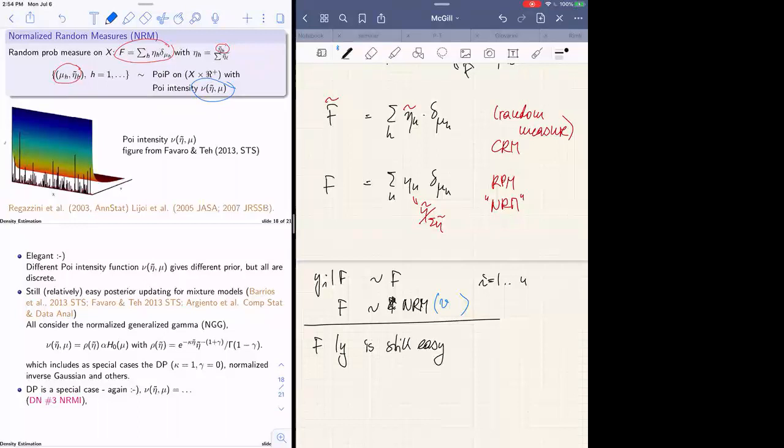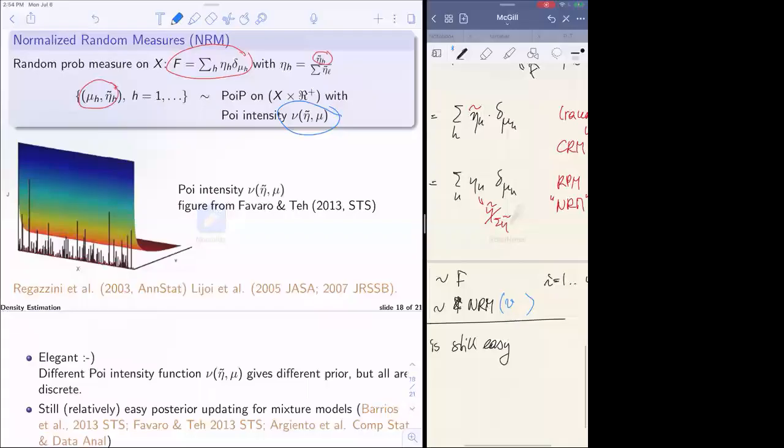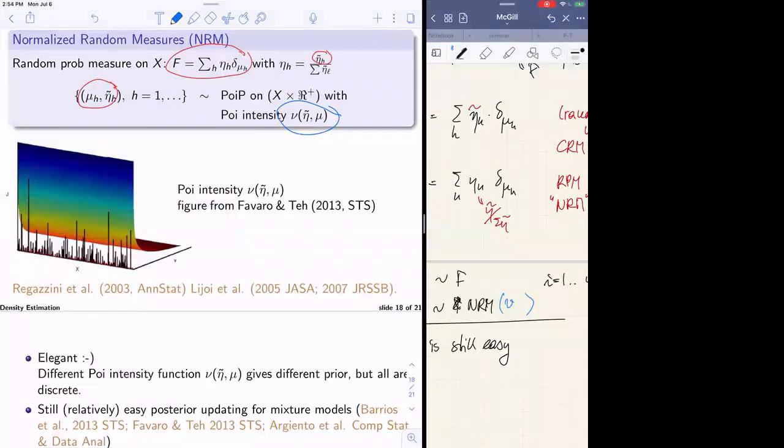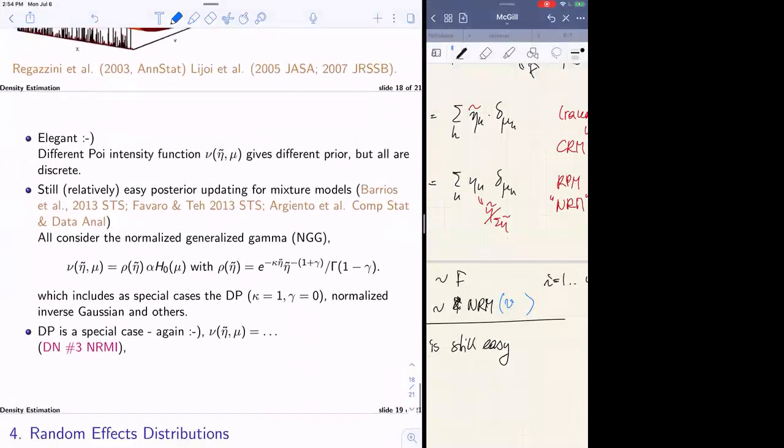If we have time on Wednesday, maybe we can go through it. It's not difficult. It takes 2 slides or so. But I'm starting to run out of time. So this is a very elegant construction. Different intensity functions give different priors.